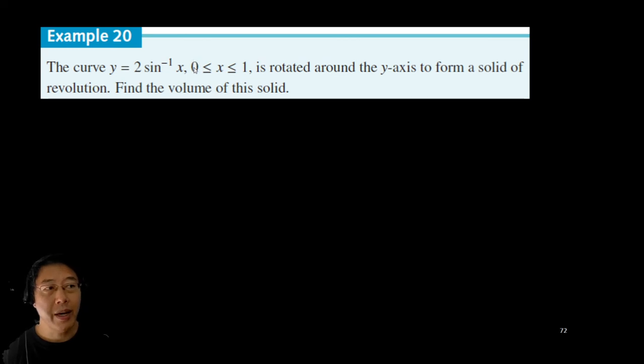To find that, because you have x from 0 to 1, you substitute into your function, and you will find that it's going from 0 to pi, and that will be your boundaries for y. Here you need to make x the subject, so that gives you x equals sine of y over 2, and you substitute into your formula.